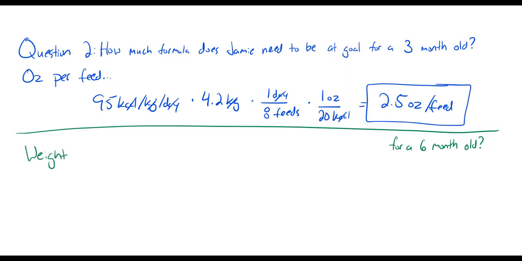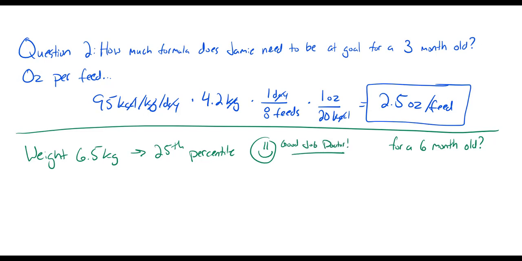For the second part of this question, let's fast forward to 6 months. Jamie's now 6.5 kilograms, putting her in the 25th percentile, so good job, doctor. Her goal calories for this age are now 80 kcals per kilogram per day. Since her stomach is a little bigger and she can tolerate it, let's be nice to mom and space those feeds out to every 4 hours, or 6 feeds per day. Now, how many ounces should she take per feed to be right at goal?